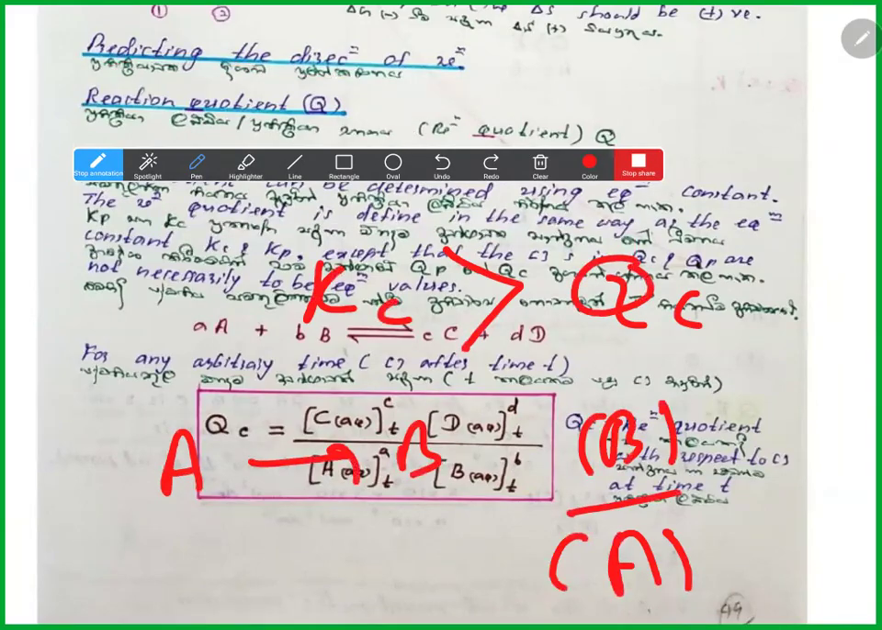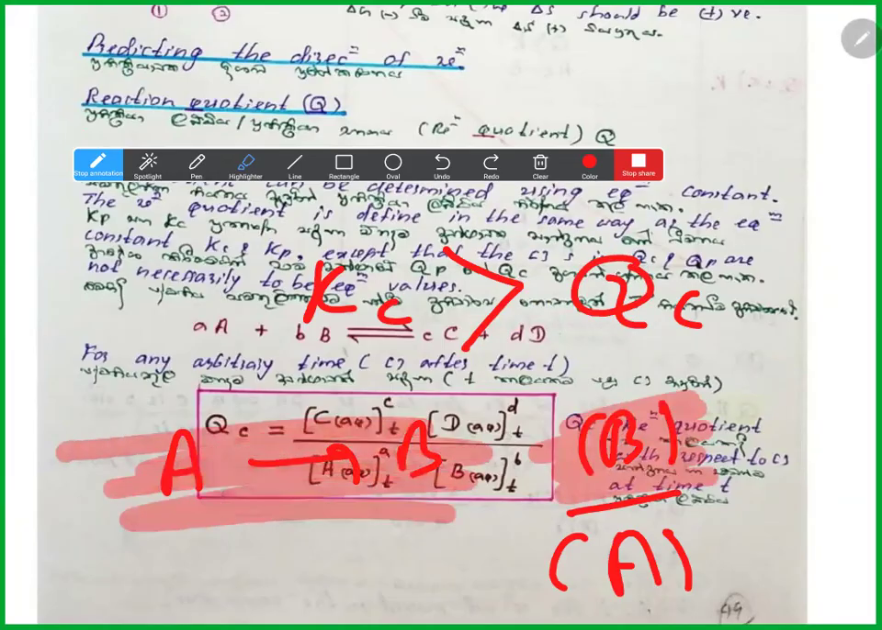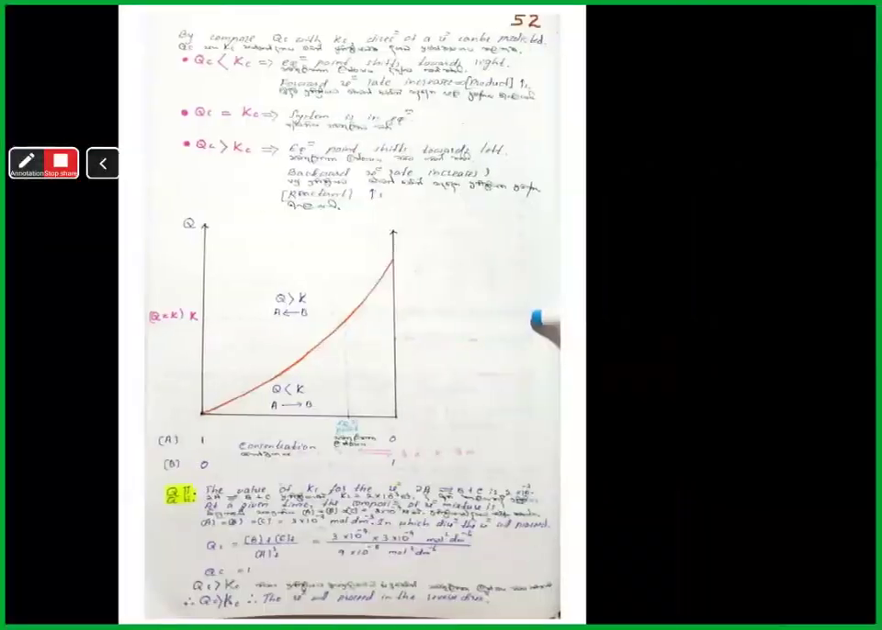So Kc is greater, meaning Qc is less. Comparing A and B, Qc is less now, so B is less. Less B in the medium. Understood? Less B in the medium. So which direction is the reaction supposed to go? To get B, the reaction is supposed to go to increase B. Forward. It's forward. So this is the condition where the reaction is going forward. Understood? Okay. If you understand that, I'm going to skip.